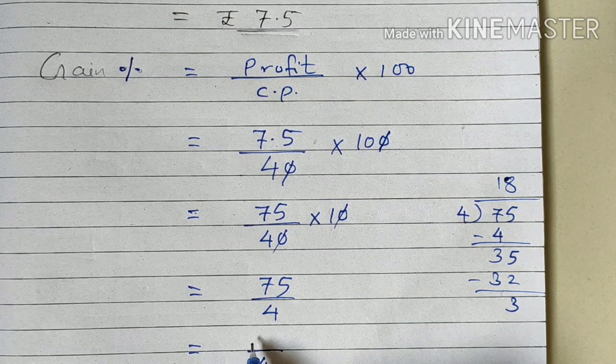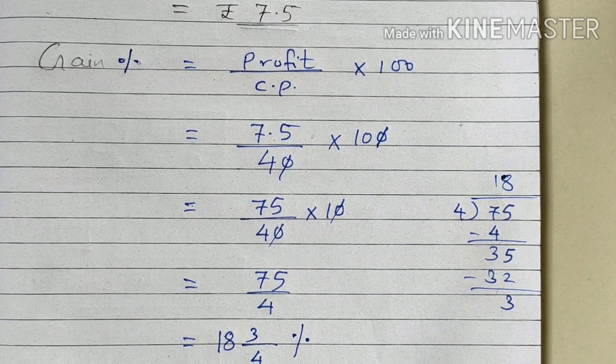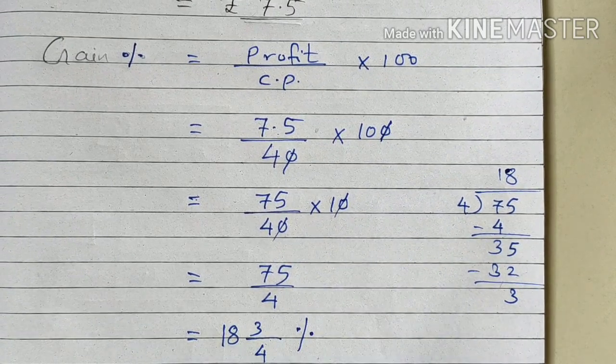3 is here, and 18 integer 3 by 4 percentage. Okay, so this is the gain percent for selling the notebooks. Is that clear to all of you?